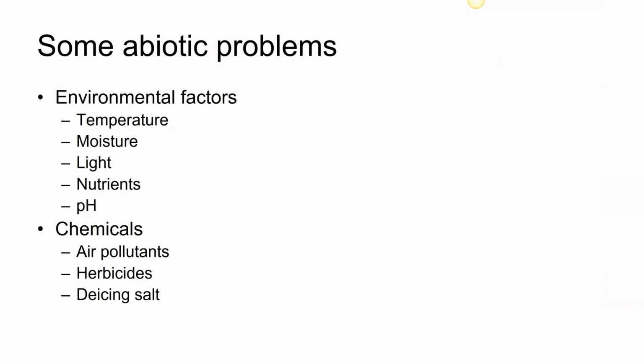When we look at abiotic things, we're going to talk about all of these different problems, which include environmental factors, could be temperature, moisture, light, nutrients, pH. We're going to talk about chemicals, which include air pollutants, herbicides, de-icing salt, all of these different things in the concept of abiotic type diseases.